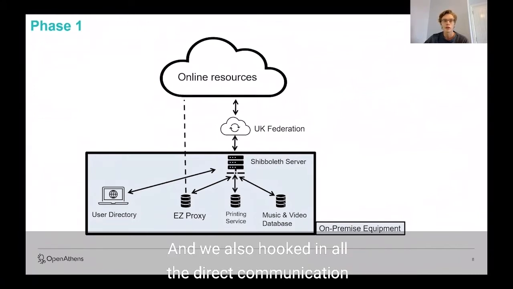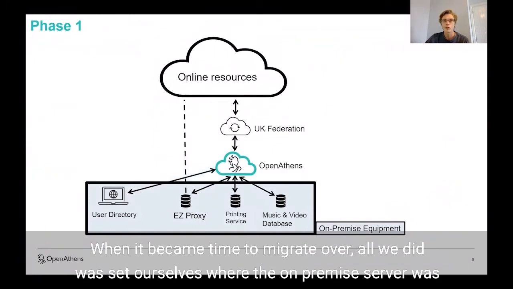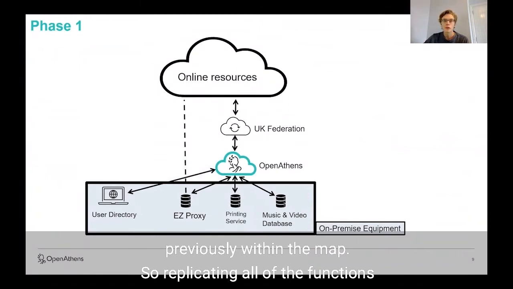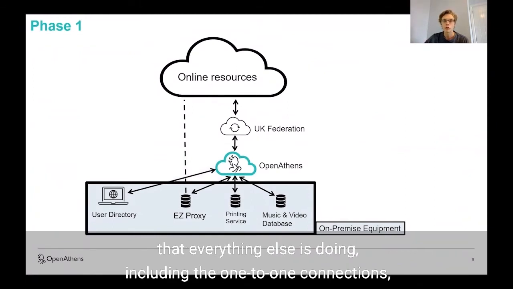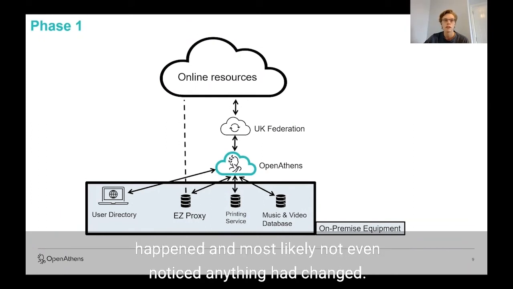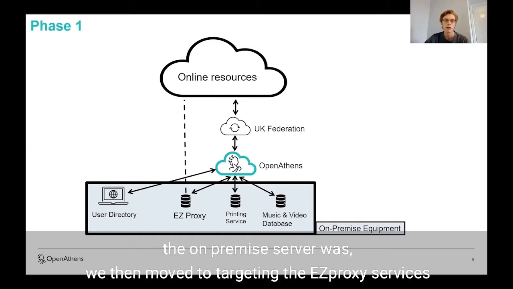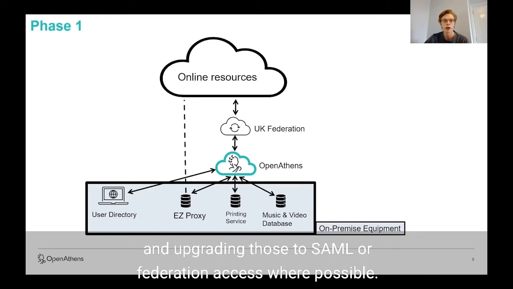And we also hooked in all the direct communication to the on-premise Shibboleth servers, including the EZproxy server that they had. So when it came time to migrate over, all we did was sit ourselves where the on-premise server was previously within the map. So replicating all of the functions that everything else was doing, including the one-to-one connections, it means all the users would have the exact same user experience when the migration happened, and most likely not even notice that anything had changed. So from there, once we'd set ourselves where the on-premise server was, we then moved to targeting the EZproxy services and upgrading those to SAML or federation access where possible.